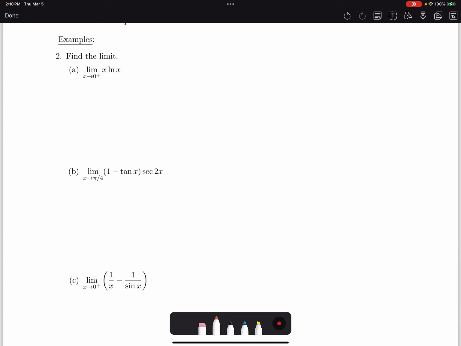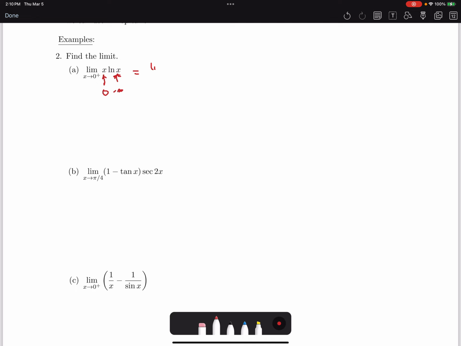For number 2, part A, we have the limit as x approaches 0 from the right of x times ln x. This piece goes to 0 as x goes to 0. This piece goes to negative infinity. So this is a 0 times negative infinity, or in other words, just a 0 times infinity type of situation that we're in. Okay, so we cannot apply L'Hopital because for L'Hopital we need 0 over 0 or infinity over infinity. But what we can do is we can do a clever little trick. And the trick is this.